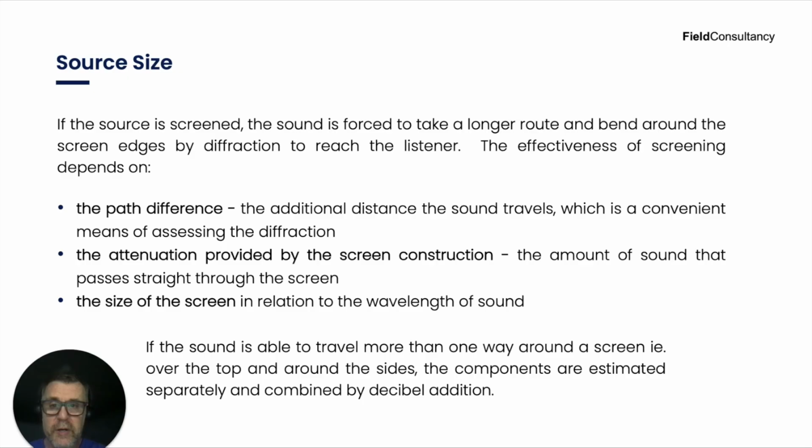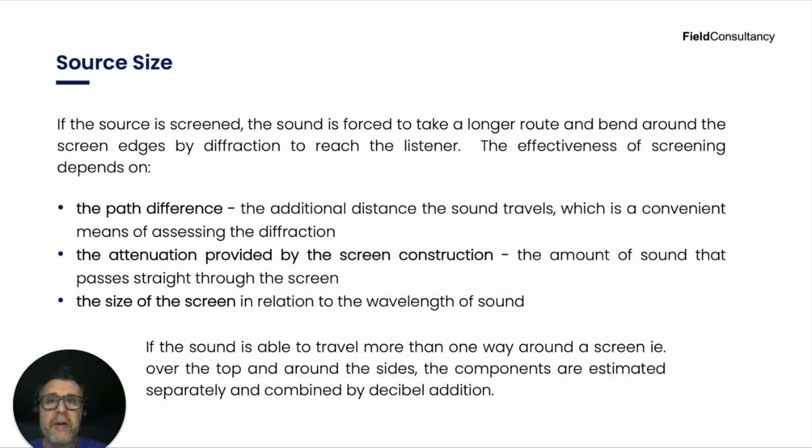If the source is screened by blocking the line of sight, the sound is forced to take a longer route and bend around the screen edges by diffraction to reach the listener. The effectiveness of the screening depends on the path difference, which is the distance that the sound has to travel by bending around the top of the barrier compared to the direct line of sight between the sound source and the receiver location. The attenuation provided by the screen construction itself.